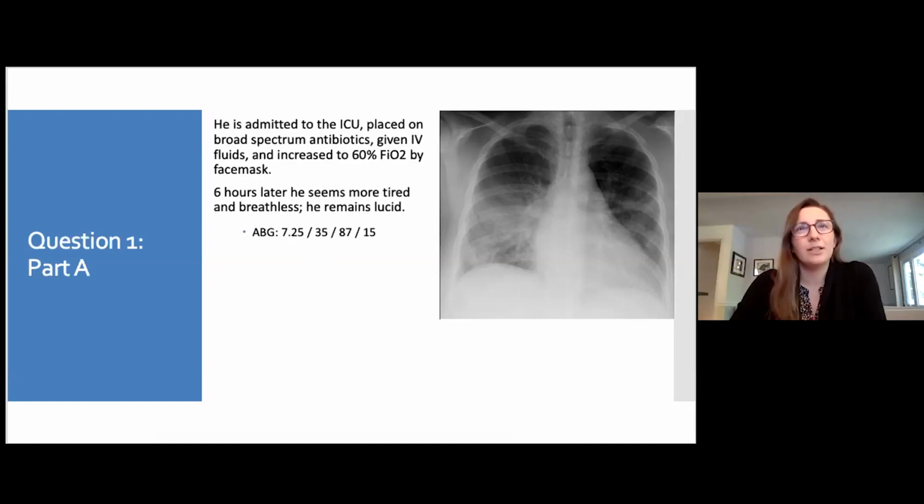This patient is admitted to the ICU. He's placed on broad spectrum antibiotics, given IV fluids, and the FiO2 is increased to 60% by face mask. 6 hours later, he seems more tired and breathless, but he remains lucid. His ABG at this time is 7.25, 35, 87, 15.